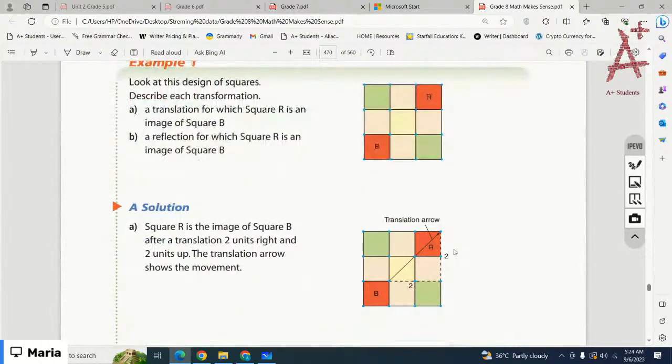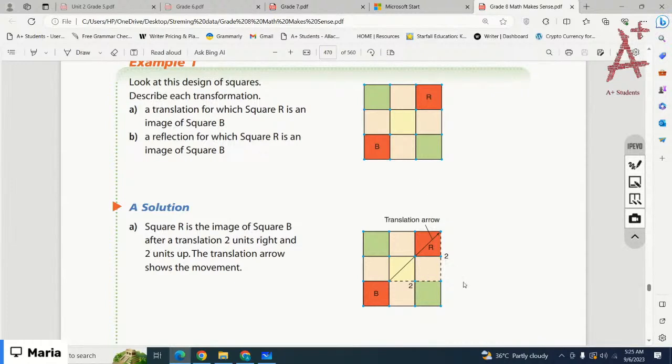Look at the design of squares. Describe each transformation. A translation for which square R is an image of square B. Okay, the original one is B. R is just the image of B, right? A reflection for which square R is an image of square B. So square R is the image of square B after a translation 2 unit right and 2 unit up, right? So R is the translation.